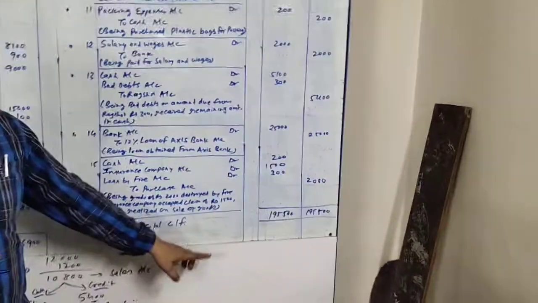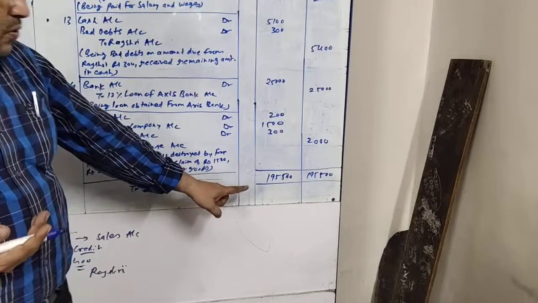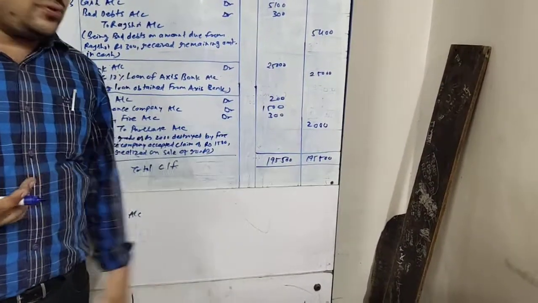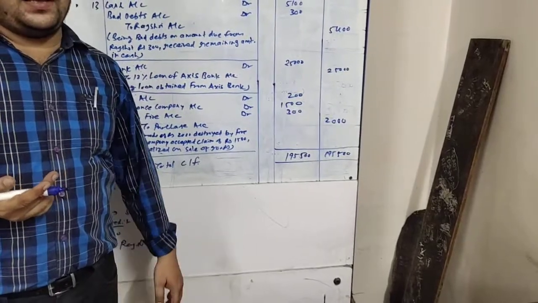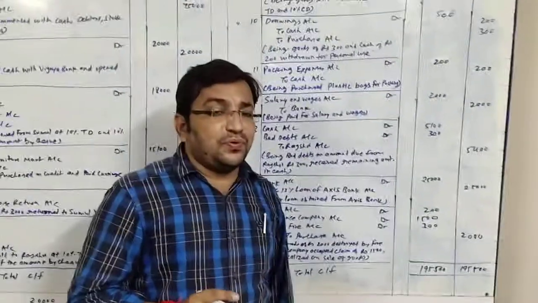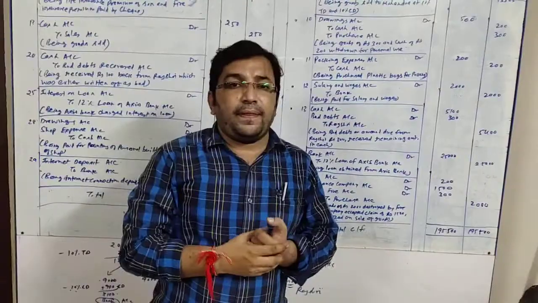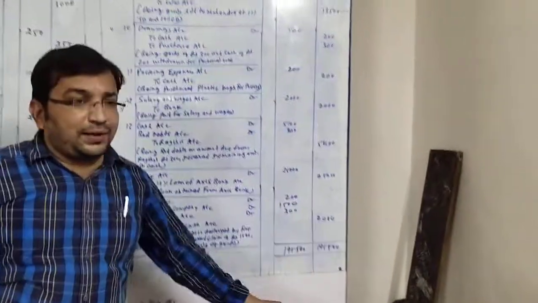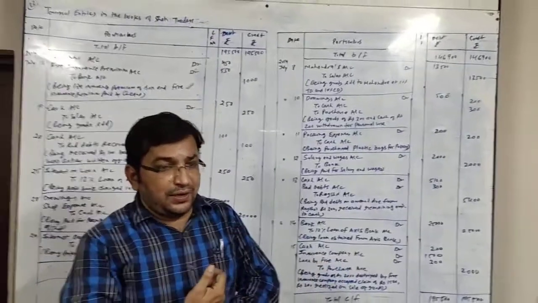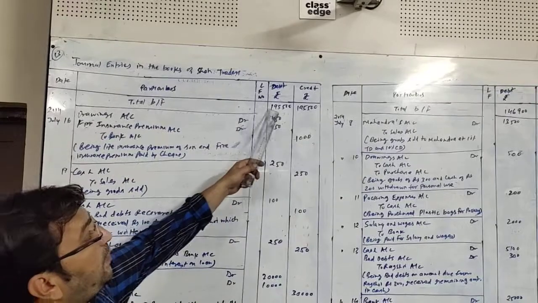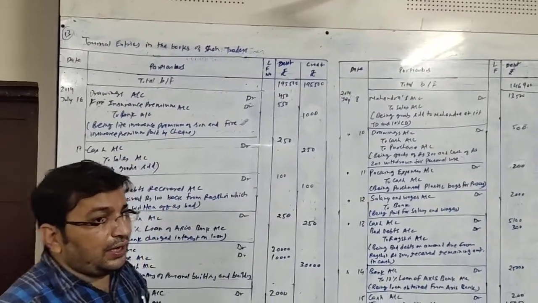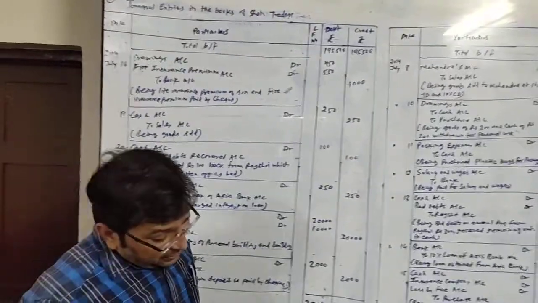My page is over. I will make the total. Up to this transaction my total is 1,95,500. Let's move to the new page. So the total 1,95,500 will be carried forward to the next page, right? Here it is total brought forward 1,95,500. Okay, let's move to the next transaction.